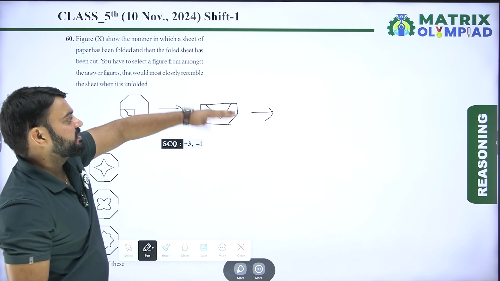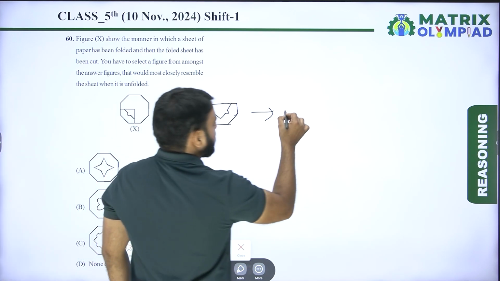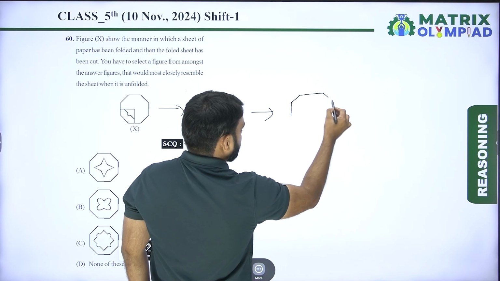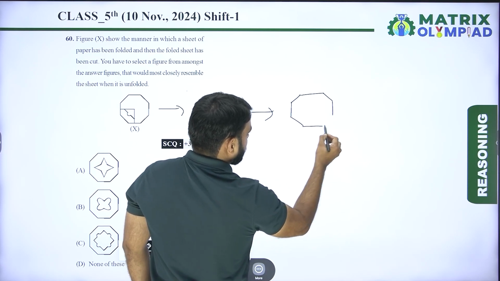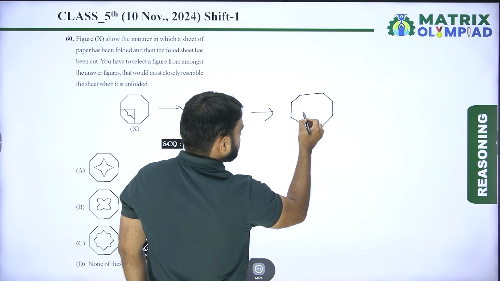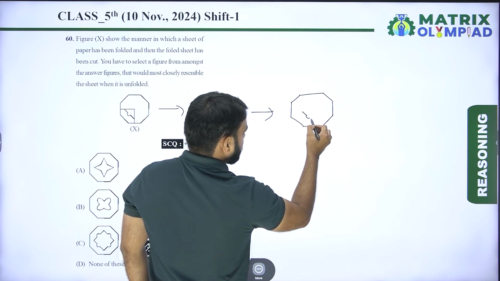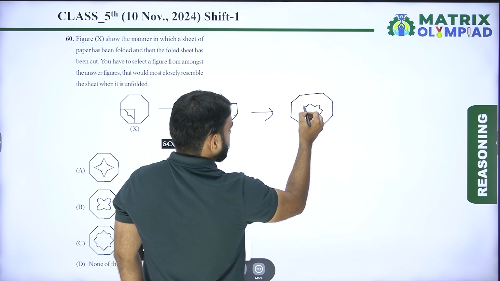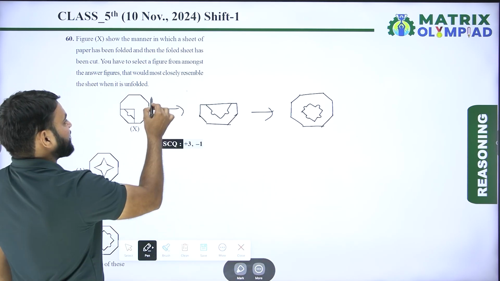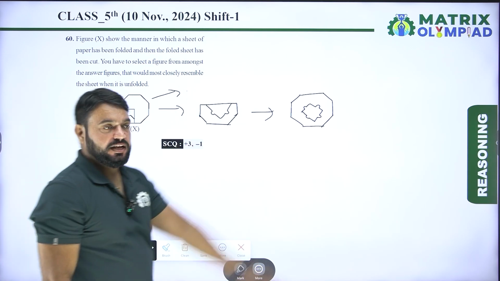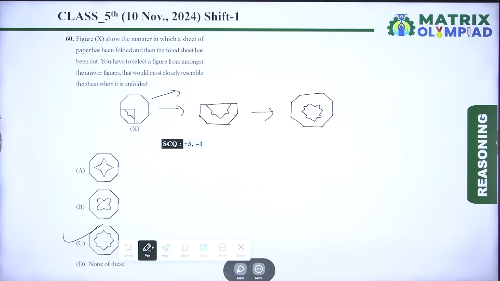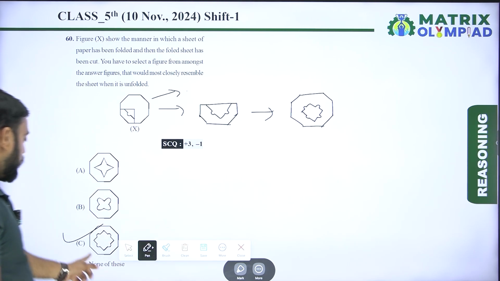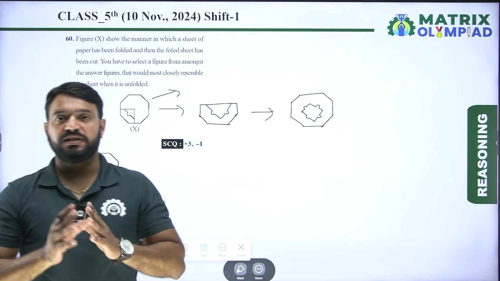Now unfold this sheet in this direction. Then we get a image like this. So unfold this sheet, then we get a image like this. So here option C is the correct answer of this question because C represents correct unfolded sheet. So here option C is the correct answer of this question.